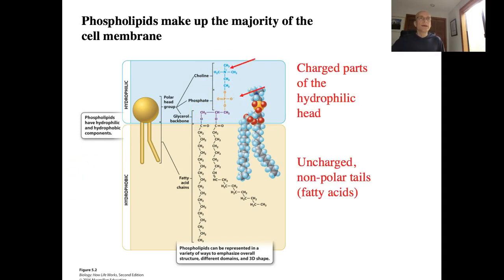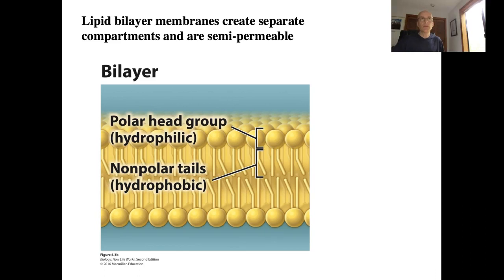Because of that, we have charged parts in the hydrophilic head, and then we have uncharged nonpolar tails, which of course are the fatty acids. You see in this figure that the top part is the hydrophilic and the bottom part is the hydrophobic part of the molecule. Because of this nature, having both a hydrophilic and a hydrophobic part, that can allow the formation of a membrane. And now the question is, how does it allow the formation of a membrane?